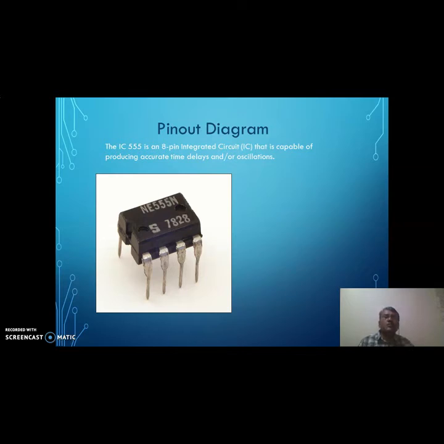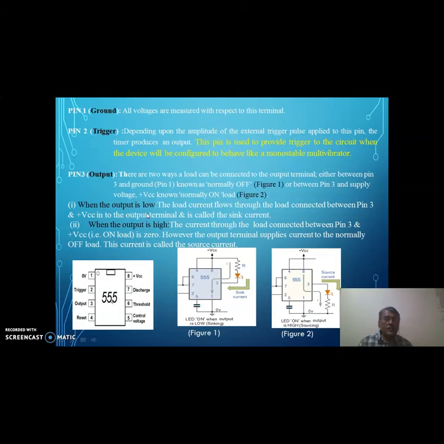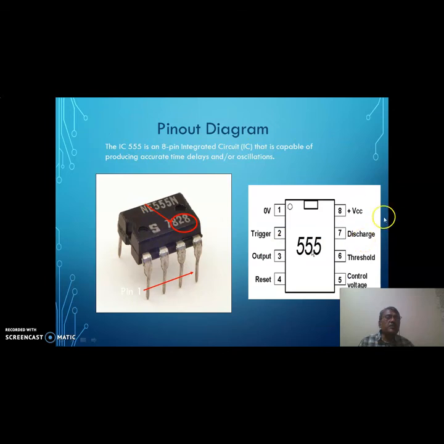This is a most important IC, capable of producing accurate delay times or oscillations. It is available in many packages, particularly the DIP package as well as the TO5 package, but mostly the DIP package is used. This is the DIP package of the IC555. It consists of 8 pins, 4 pins on this side and 4 pins on the other side.